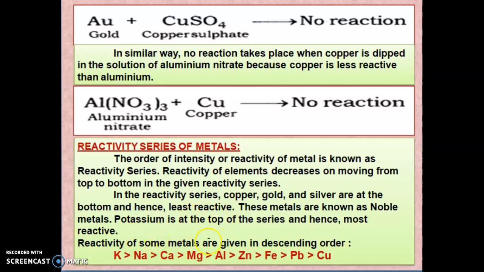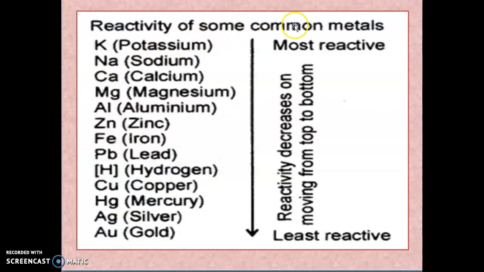So the reactivity of some metals in decreasing order is potassium, sodium, calcium, magnesium, aluminium, zinc, iron, lead and copper. Now we can see the reactivity series of some common metals. Here, when moving from top to bottom, the reactivity decreases. You can see that at the topmost is potassium, then sodium, calcium, magnesium, aluminium, zinc, iron, lead, hydrogen, copper, mercury, silver and gold.